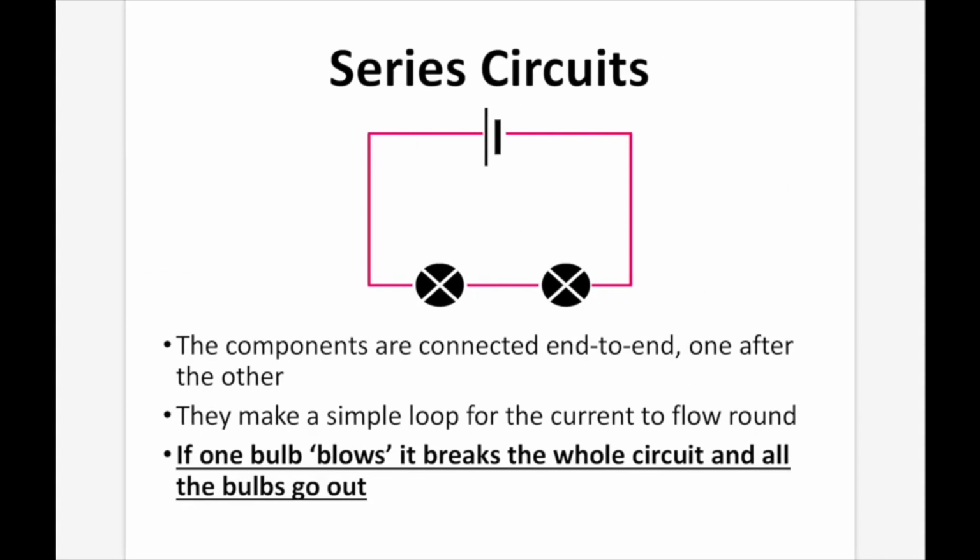So series circuit, let's break them down a little bit further. In a series circuit, the components are connected end to end, one after the other. You can see that this light bulb is connected to this wire, which is connected to the light bulb, which is connected to the battery, and so on, one path. They make a simple loop for current to flow around. If one bulb blows, it breaks the whole circuit and all the bulbs go out. So if we were to somehow take this bulb out, like it stopped working or it was removed from the system, there'd be a break in the current, and we wouldn't actually be able to get from one point to the other.